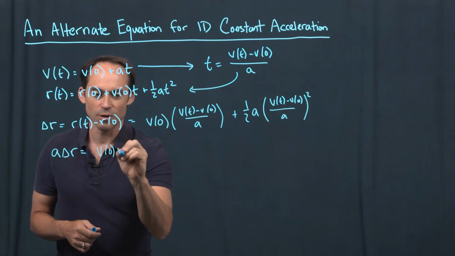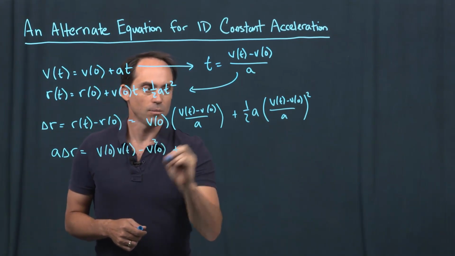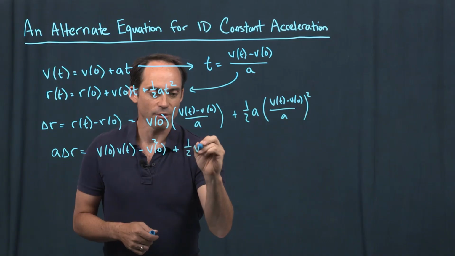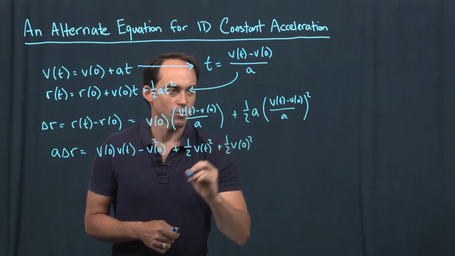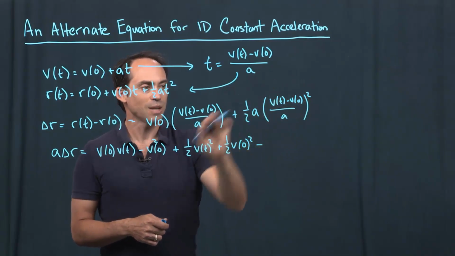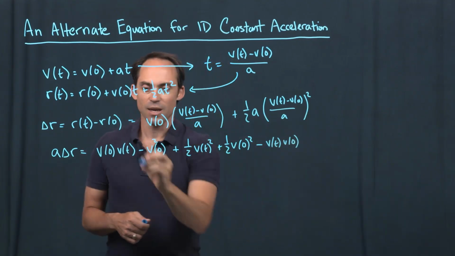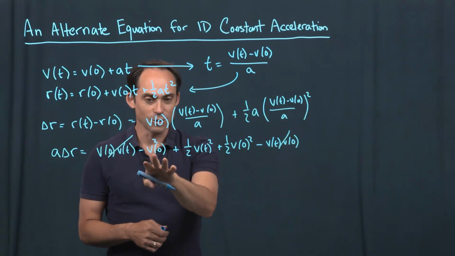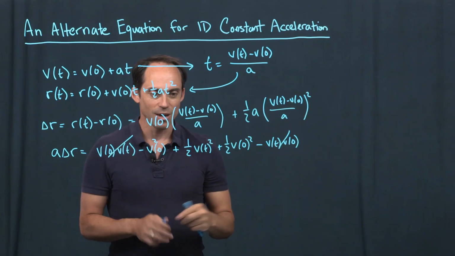We get v of 0 times (v of t minus v of 0), plus 1/2 and I'm going to expand out the quadratic here: 1/2 v of t squared plus 1/2 v of 0 squared, and then minus 2 times 1/2, which gives me a v of t times v of 0. And notice we can cancel out our first and last terms. In fact, we have a minus v of 0 squared plus 1/2 the initial velocity squared, so we're going to end up with a minus 1/2 initial velocity squared.